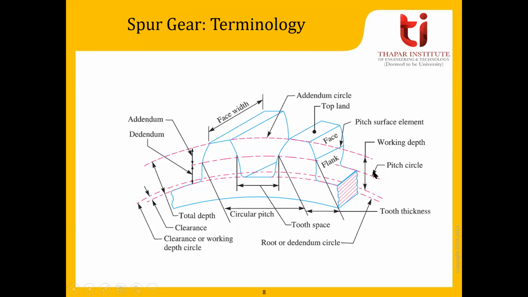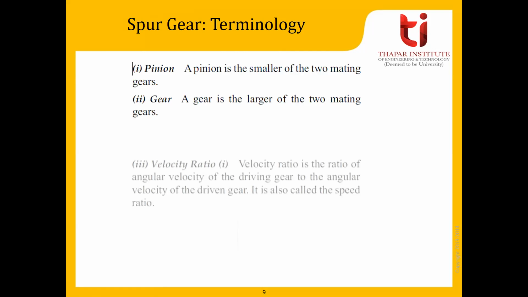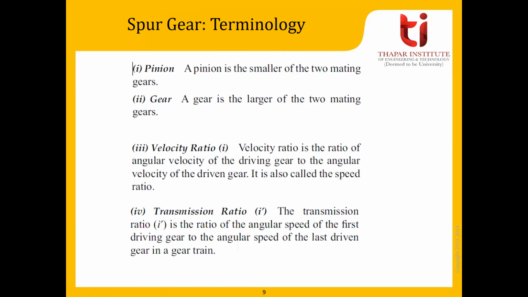And this distance from this point to the corresponding point on the adjacent tooth is known as the circular pitch, right? This space is known as the tooth space. Next, what is the pinion, and which one is the gear. The smaller one out of two mating gears is known as the pinion, and the larger one out of two mating gears is known as the gear.